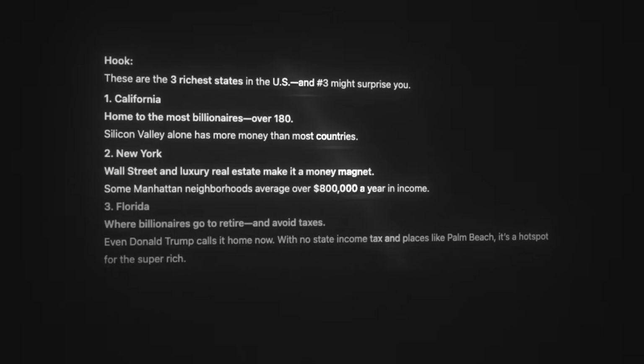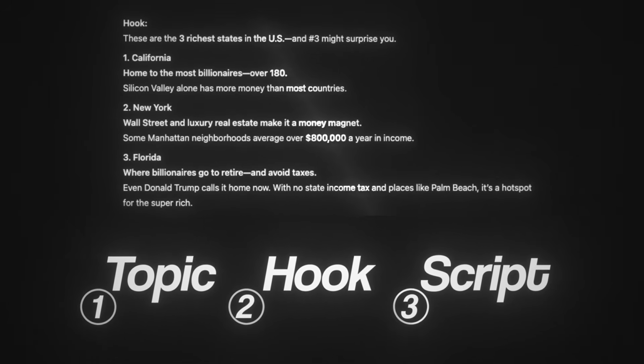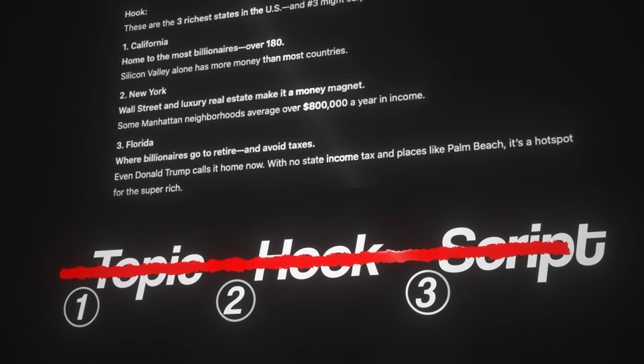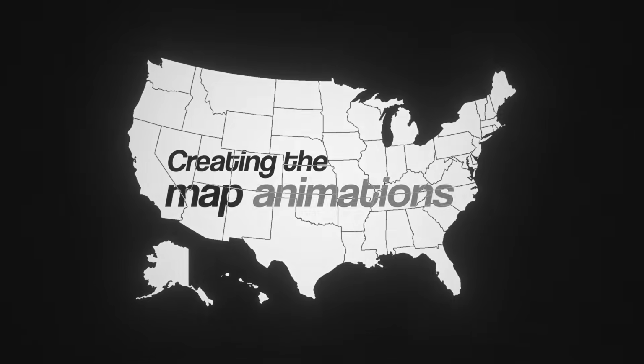Anyway, once you've generated the prompt, the GPT will generate a topic, hook, and a script in only a few seconds, literally doing all the dirty work for you. You might want to regenerate it a couple of times to make sure you get a good result. After playing around with it for a while, I decided to go with the topic, the top 3 richest states in the US. So, now that we have our topic and script ready, we can move on to the real sauce, creating the map animations.